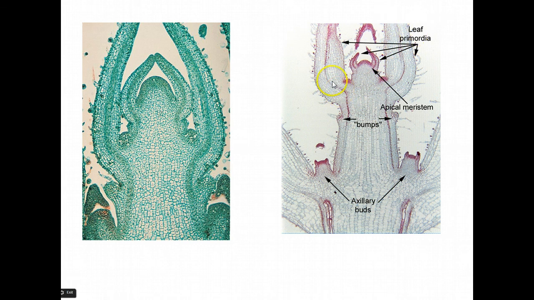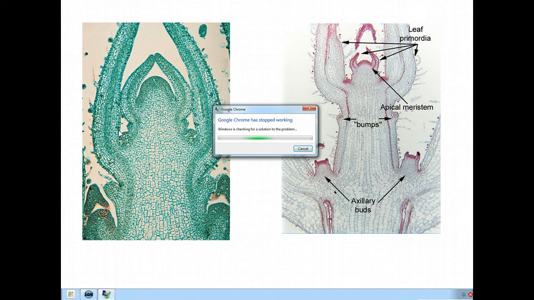And then you have the apical meristem, which is this meristem right here at the top. And then you have these axillary buds, and these appear in both of these. And some of you may know that if you want a plant to get really bushy, you pull the top of the plant off.